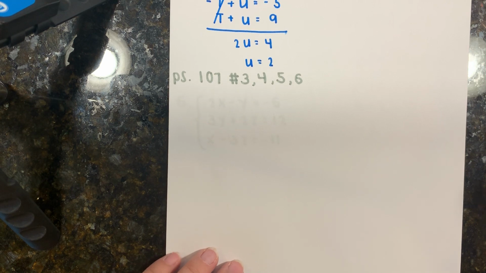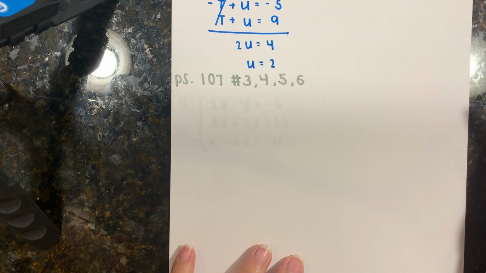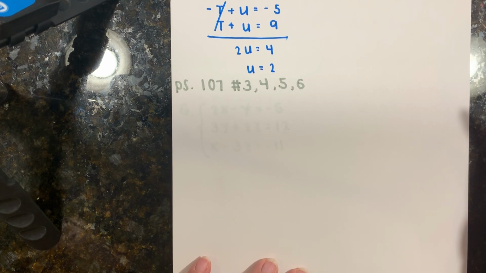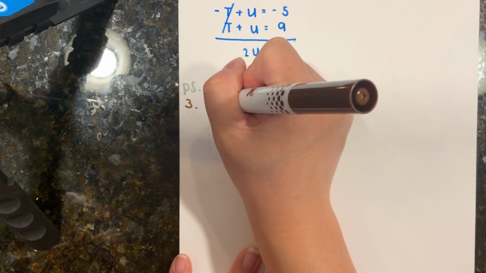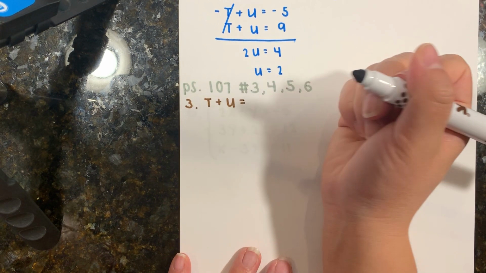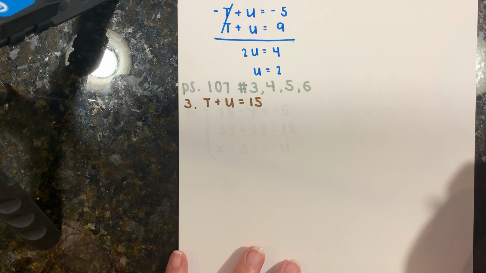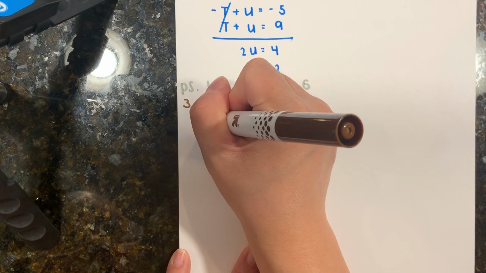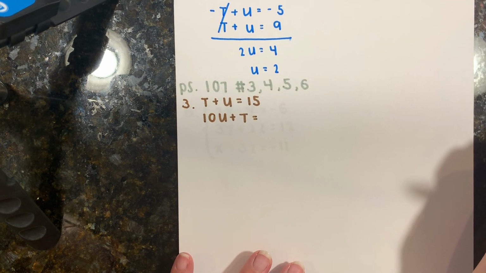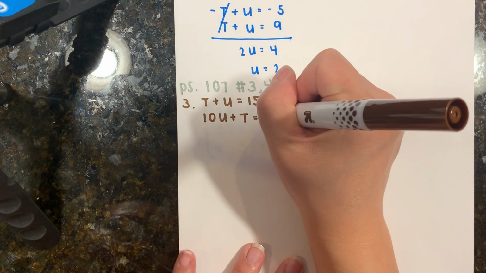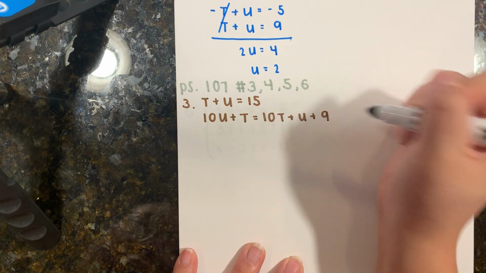So for number 3, it says the sum of the digits in a 2-digit counting number was 15. If the digits were reversed, the new number is 9 greater than the original number. What was the original number? So when it says the sum of the digits, you do just t plus u is equal to that number, which was 15. When it says that the digits are reversed, you're going to use the formula 10u plus t. It says the new number is 9 greater than the original. So the original number, again, is 10t plus u, and it's 9 greater than that.